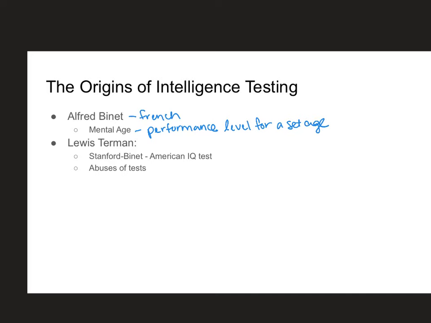Louis Terman took that one step further and developed the Stanford-Binet, which is known as the American IQ test. And how you figure out the American IQ is you take somebody's mental age, divide it by the chronological age, and then multiply that by 100. And then you get somebody's IQ score.